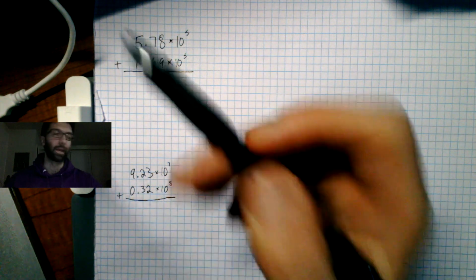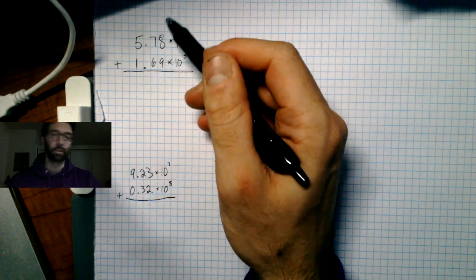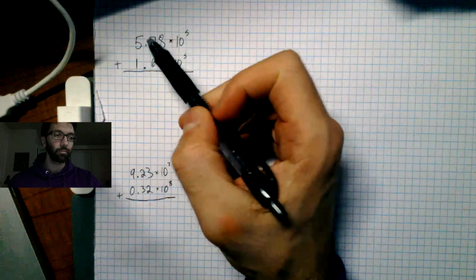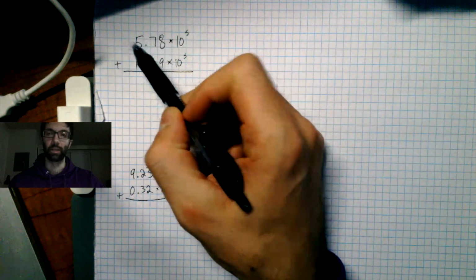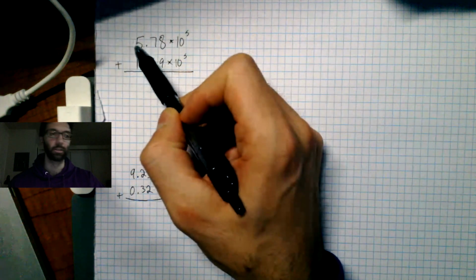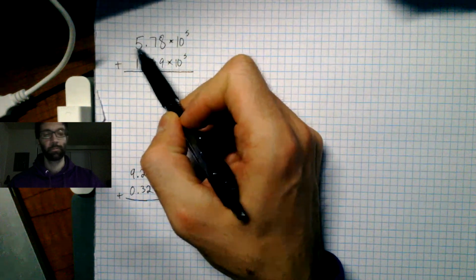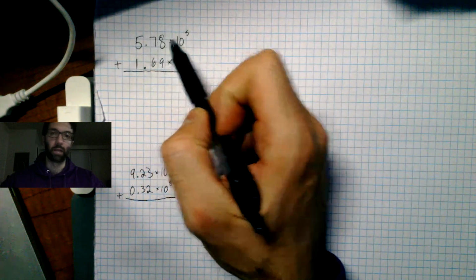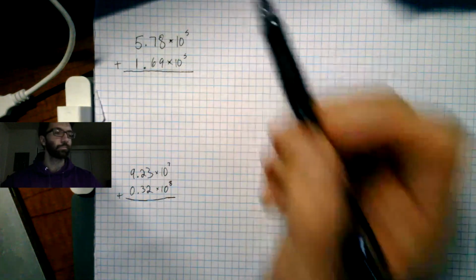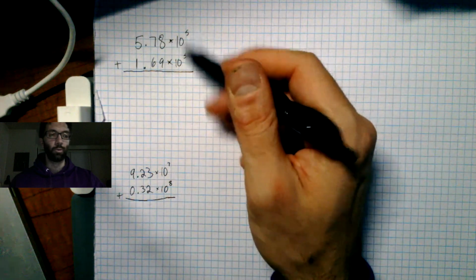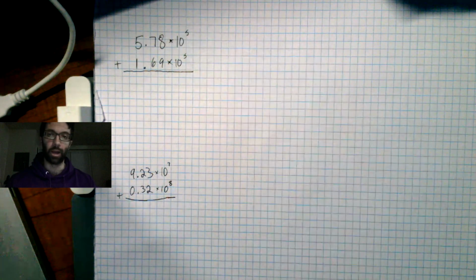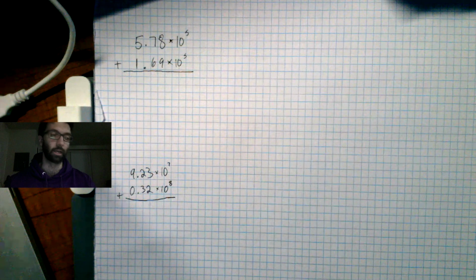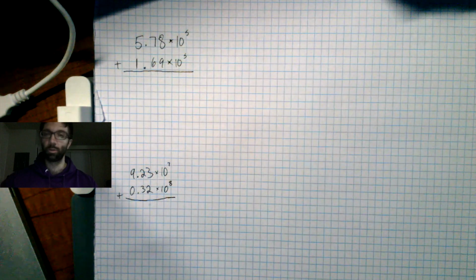Okay, so quick recap. A number is said to be written in scientific notation if there is a single non-zero digit to the left of the decimal, and then that number is multiplied by some power of 10. And so when you are asked to add or subtract values that are both in scientific notation, there's two ways to do it, and I'm going to show both of them here.